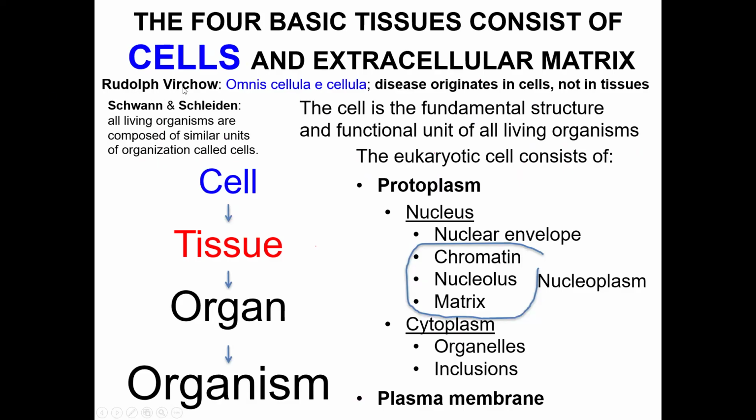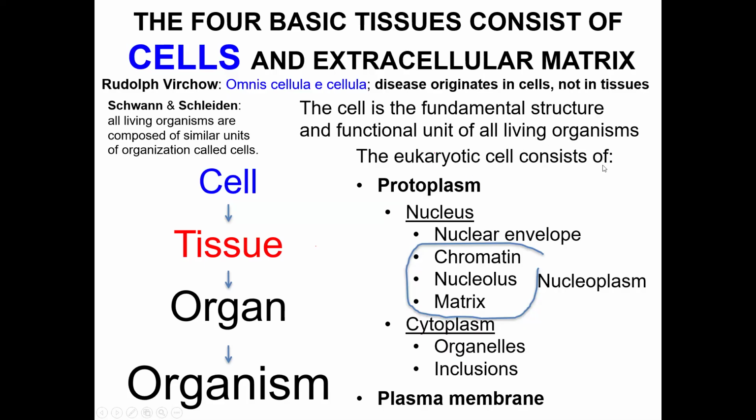I told you already that Rudolf Virchow came with the saying that omnis cellula e cellula, and that was based on what Schwann and Schleiden had found, that all living organisms are composed of similar units of organization called cells. What Rudolf Virchow also realized is that diseases originate in the cells themselves, not in tissues. This is why he is considered the father of pathology. So the cell is the fundamental structure and functional unit of all living organisms.